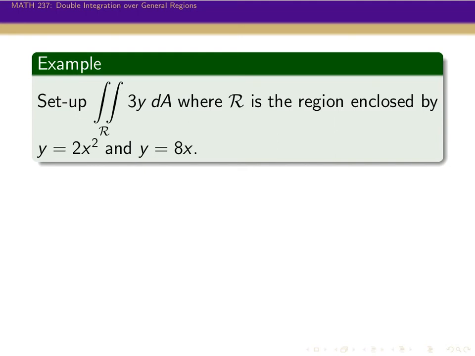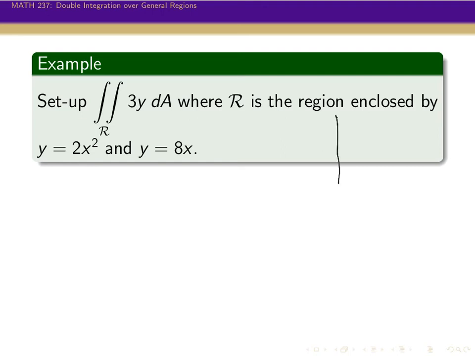As our last example, we're just going to set up this integral. We're not actually going to work it out. We're just given that the region is enclosed by two curves. And so what we're going to do is look at this region and figure out, can we do it as a type 1? And if so, set it up. And then can we do it as a type 2? And if so, set it up that way. So let's draw this out.